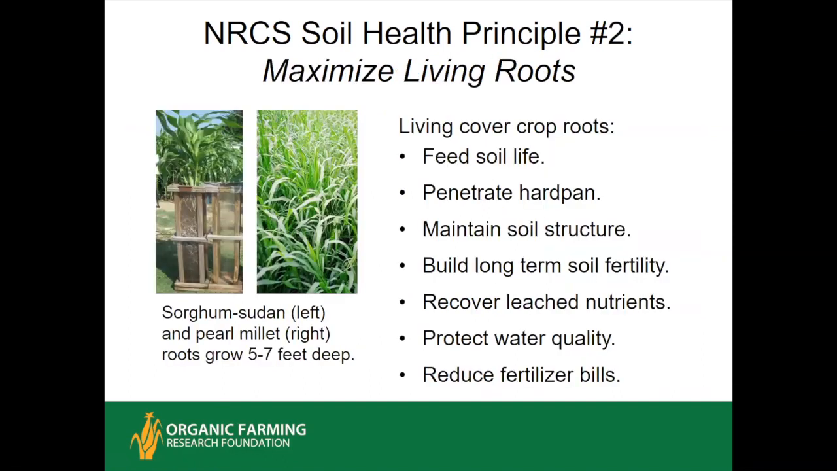Next one is to maximize living roots. Here's a picture of sorghum Sudan grass grown in a special chamber. You can see the roots go all the way down to that 5-foot tall enclosure. Pearl millet is another one. It can send roots 5 to 7 feet deep, even if there is hardpan or highly acidic, high aluminum subsoils. It'll just go right on through it.